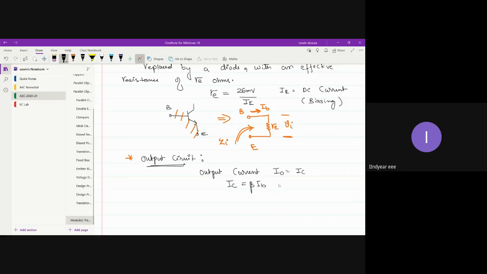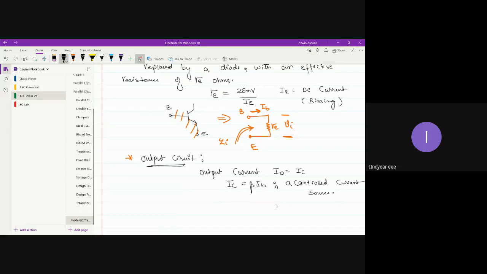So on the output side, we have a flow of output current, which can be given as beta times IB. So IC is equal to beta times IB, right? We are writing the equation as, what is beta? Beta is a gain, current gain, dimensionless entity. So IC can be represented as a controlled current source.